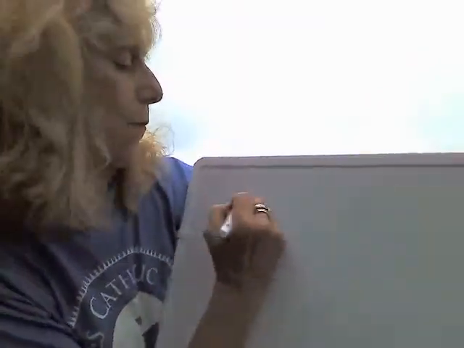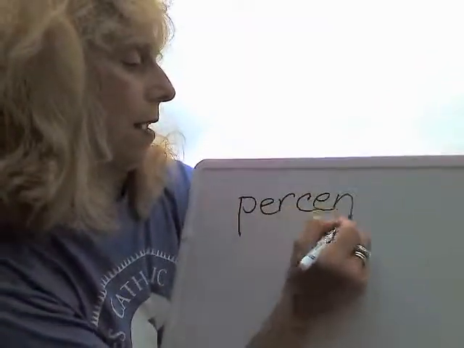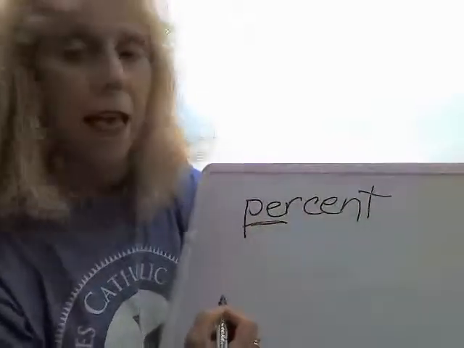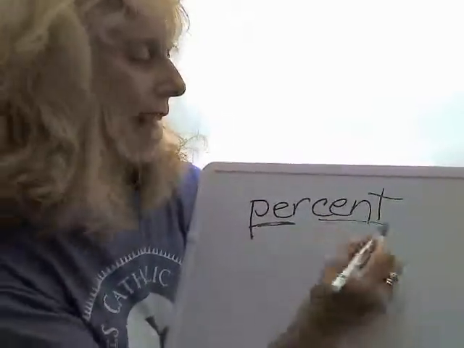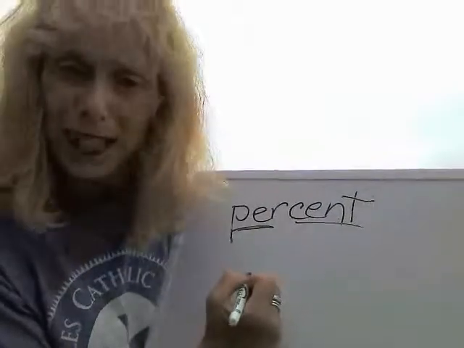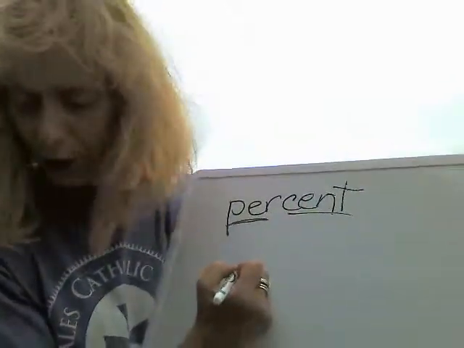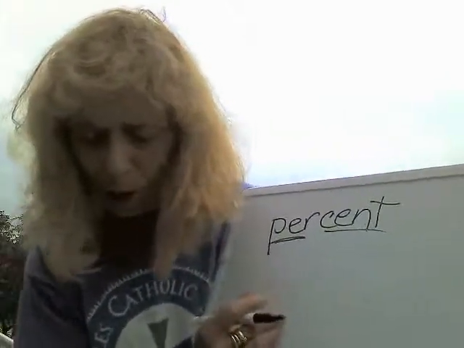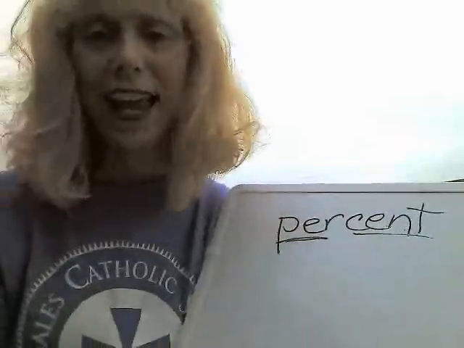In fact, let me get my trusty marker here. The word percent: per means part, cent means 100. So percent is part of 100. How would we then change a decimal into a percent?